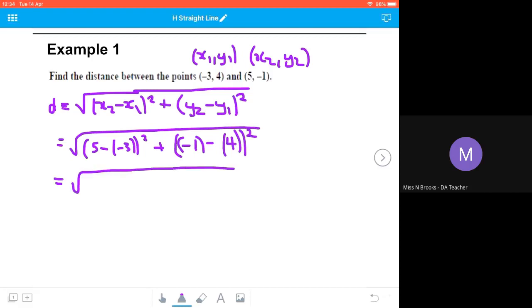Now remember our rules of integers. If we're doing 5 take away -3, we're going to be doing 5 plus 3, so that's going to give us 8 squared. And -1 take away 4 is -5. And then we're going to square those, so 8 squared is 64. -5 squared gives us a positive 25.